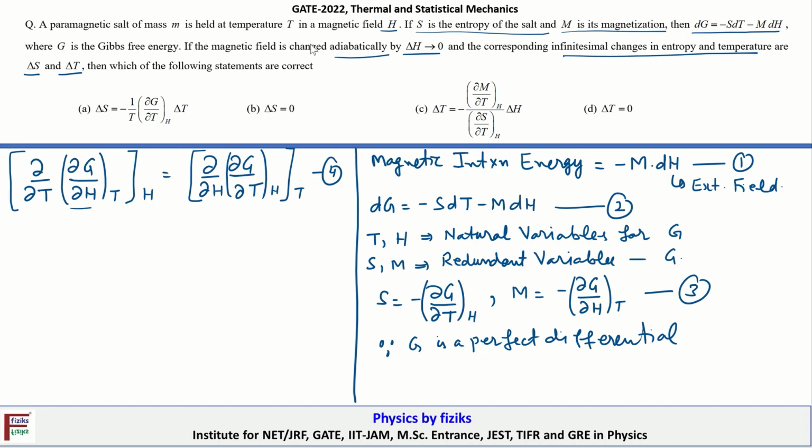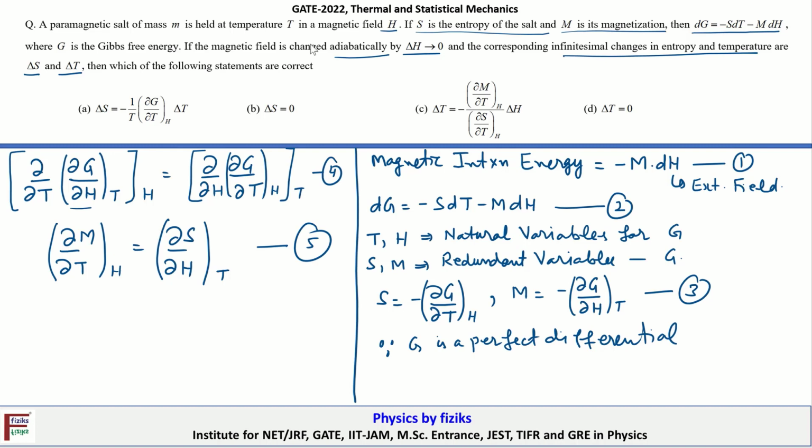So this minus sign will settle, because we will have it on both the left hand side as well as the right hand side. So that means (∂G/∂H) at constant T is equal to minus M, and at constant H, (∂G/∂T) is equal to minus S. The negative signs will cancel, and here it's the constraint of constant temperature. Let me call this equation 5.